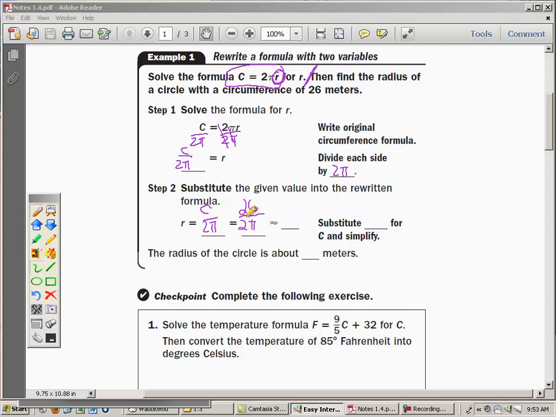Now, please keep in mind that pi is not a variable. It's not an unknown quantity. We know that pi is 3.14159, etc. It is an irrational number that is non-repeating and non-terminating. And we have that value stored in our calculator already. So we're going to substitute 26 in for circumference and simplify. And so now we need to go over to our graphing calculator to do that.